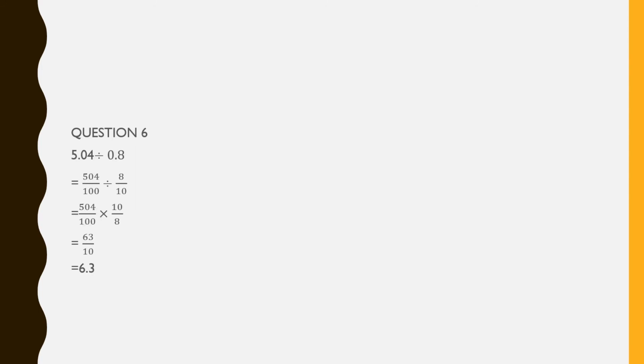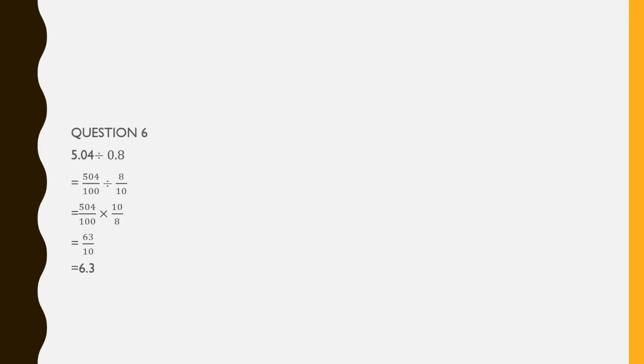Question 6. 5.04 divided by 0.8. As we can see that both the numbers are decimals, so first we will convert the decimal numbers into fractions, as 5.04 will be converted to 504 upon 100, and 0.8 will be converted to 8 by 10, as 5.04 has 2 digits after the decimal and 0.8 has 1 digit after the decimal.